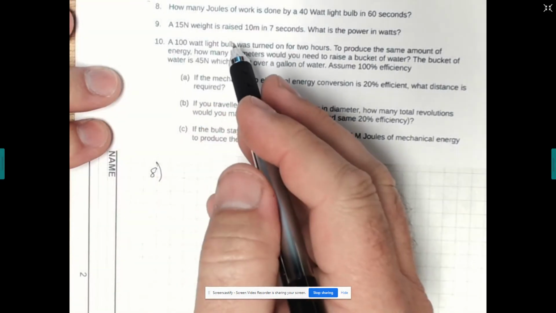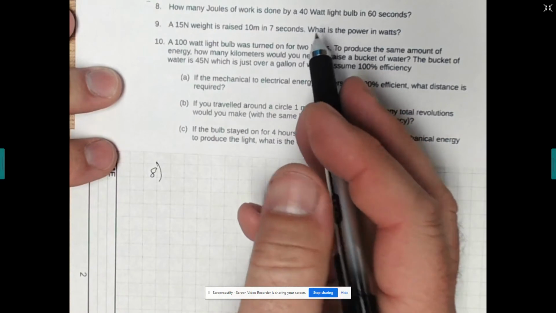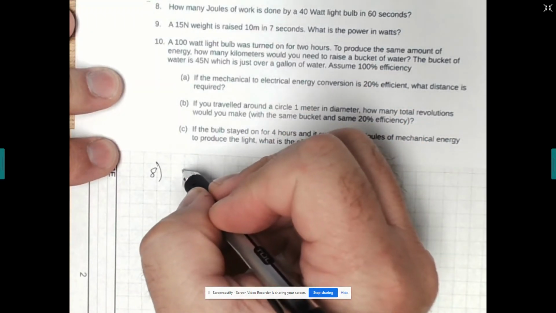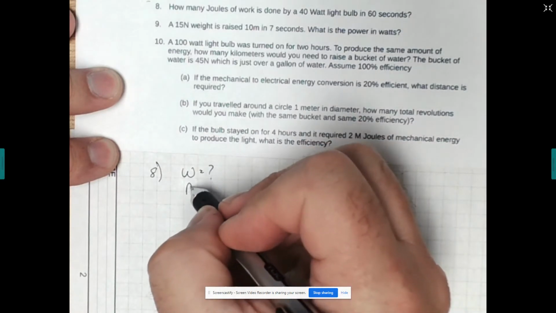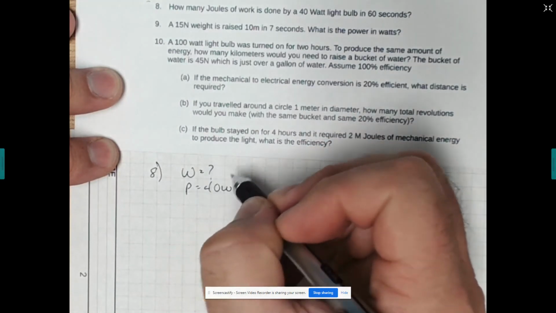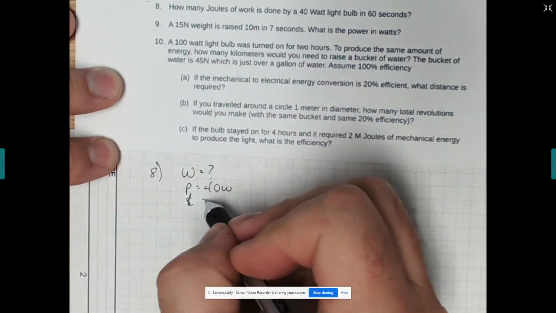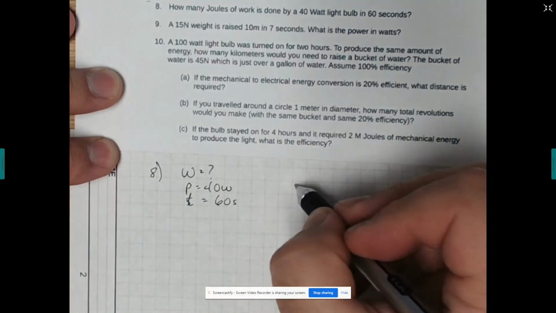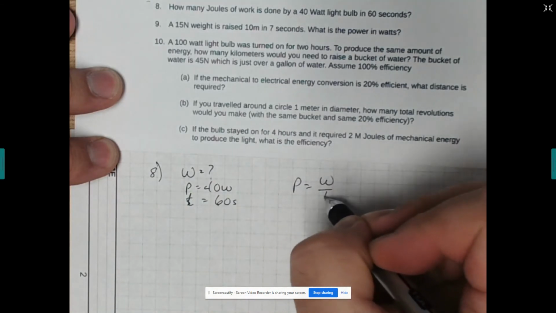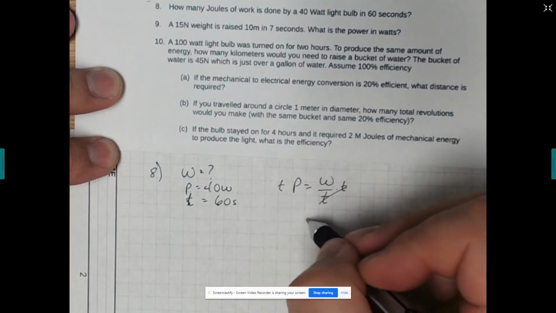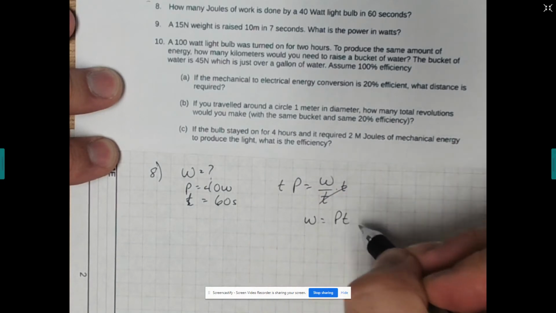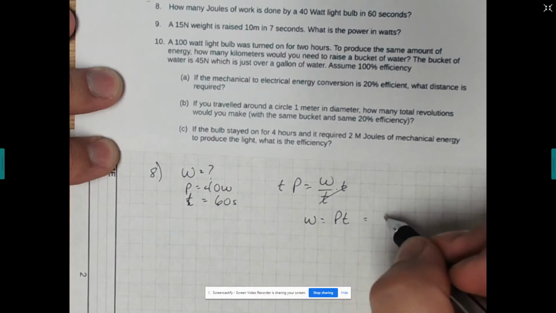Number 8 says how many joules of work is done by a 40-watt light bulb in 60 seconds. So we're looking for joules, and work is my unknown. My power is equal to 40 watts, and my time is equal to 60 seconds. So power equals work divided by time. If we multiply both sides by time, we get that work is equal to power times time. Power is 40 watts.